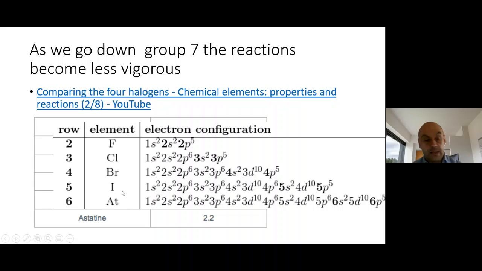If we go down to something like iodine, look at all these shells shielding that nucleus. Although the nuclear charge is so big, the effective nuclear charge is not. So that's why it's less electronegative.